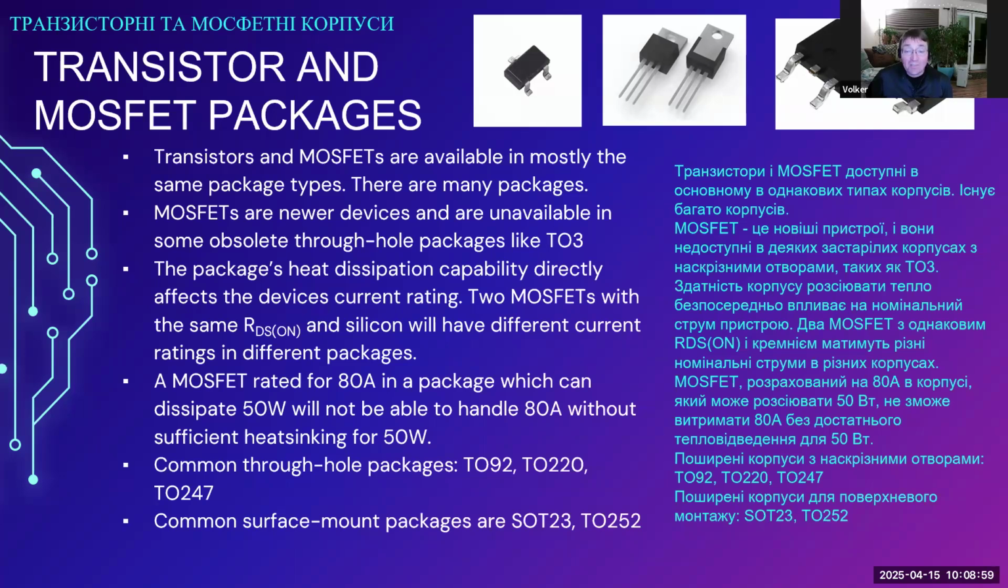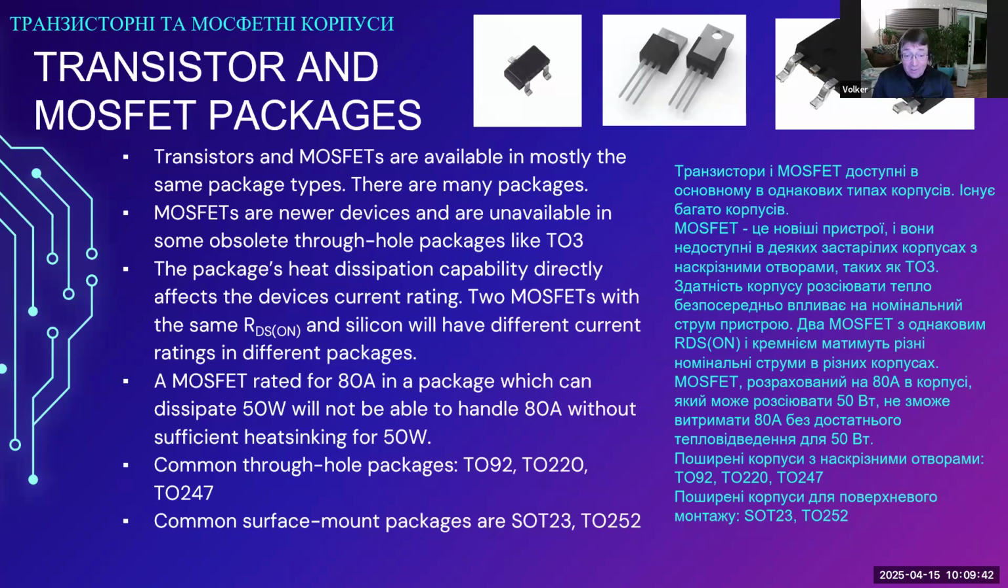The package heat dissipation capability directly affects the device's current rating. And I want to point that out here. Two MOSFETs with the same RDS on, the same silicon but in two different packages, will have different current ratings. The MOSFET material is the same, but they will be rated for a different maximum current depending on the power dissipation capability of the package. So that is one item.